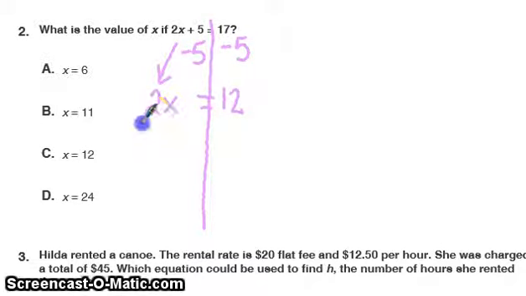Then, undo your coefficient next by multiplying or dividing. 2x, undo the 2 by dividing. Do it to both sides. X is equal to 6. And there you're done.